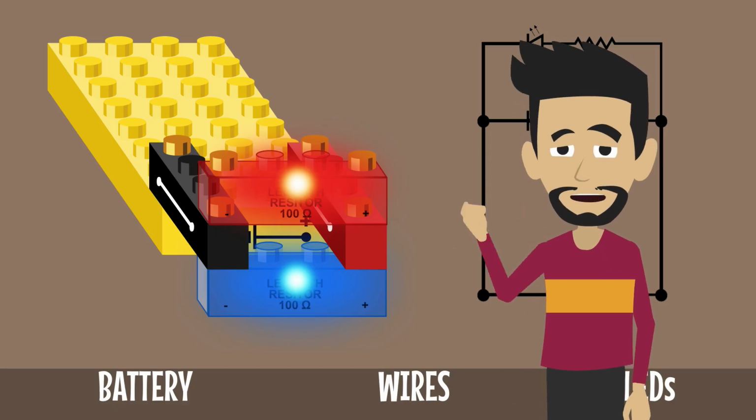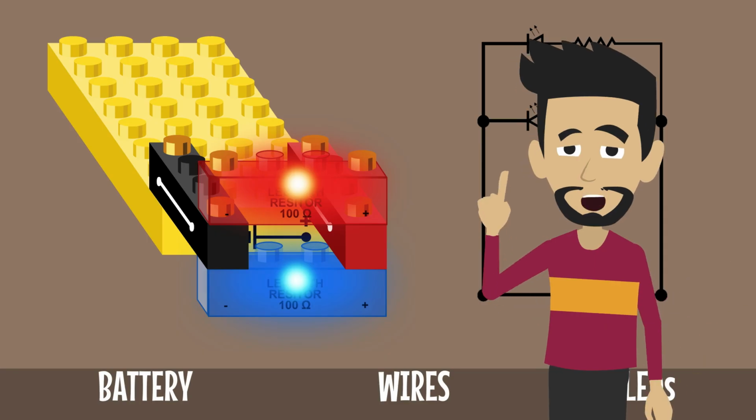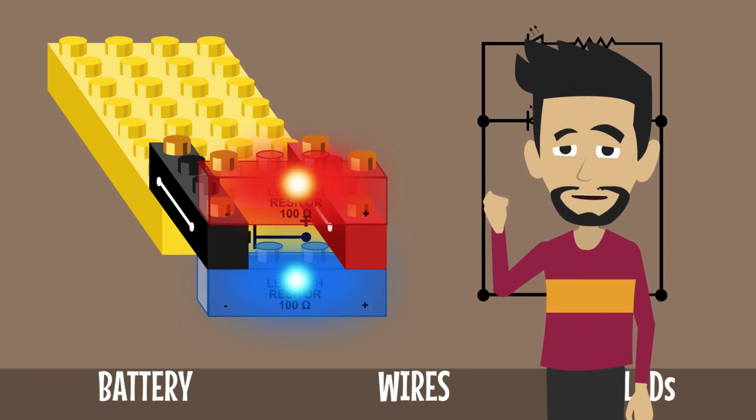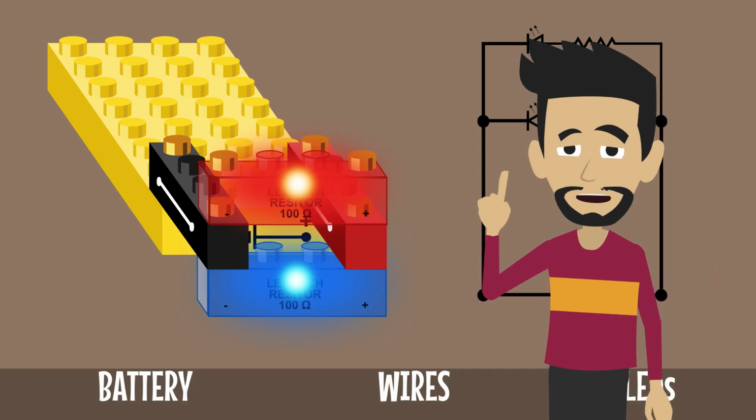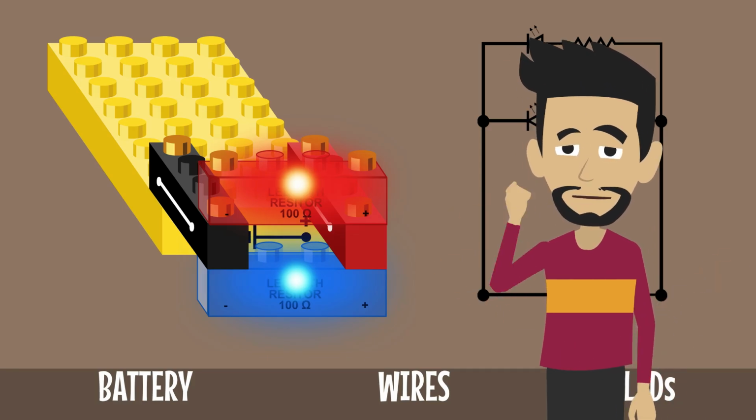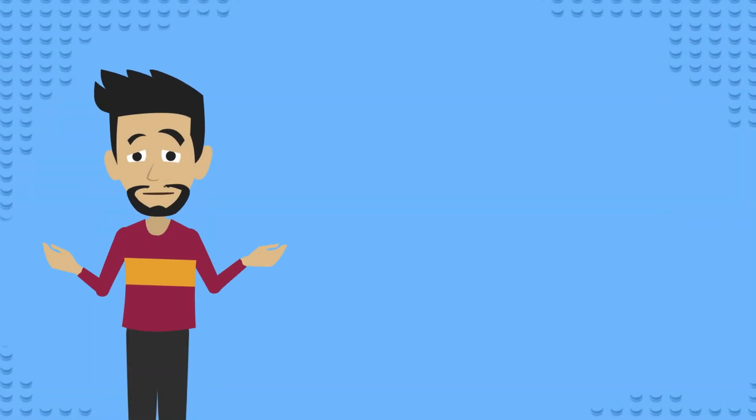This type of circuit is great for running multiple things at once. Each LED lights up, and because it gets the full voltage of the battery, they're just as bright as when we only had one. However, because we're lighting both LEDs to their full brightness, the battery life is going to be shorter. Well done! That was a lot of learning, so let's review.